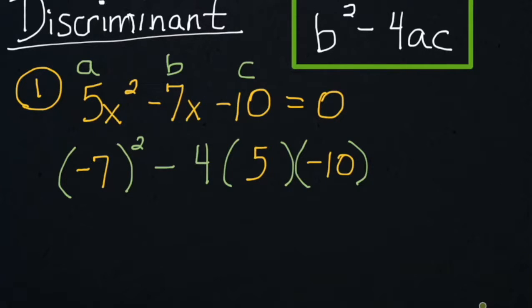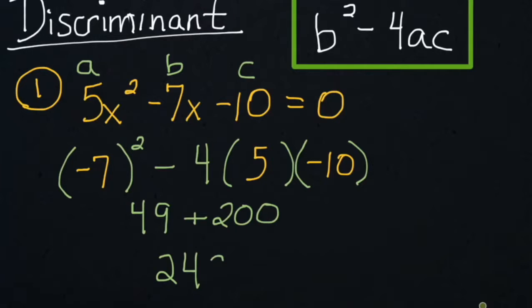Now we can plug all of this into the calculator, or we can do a little bit of it in our head. So negative 7 squared is 49. 4 times 5, that would be 20. And then times 10 would be 200. 20 times 10 is 200. And it's positive because I have two negatives. So add those two numbers together and you get 249. That's a positive number.